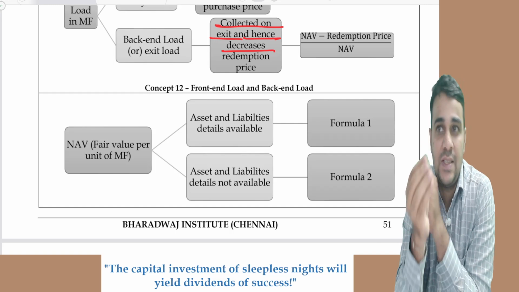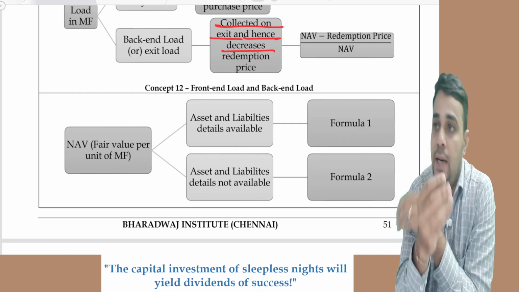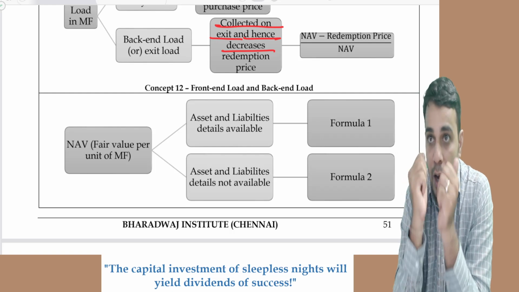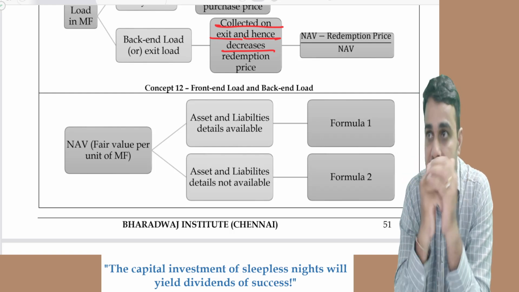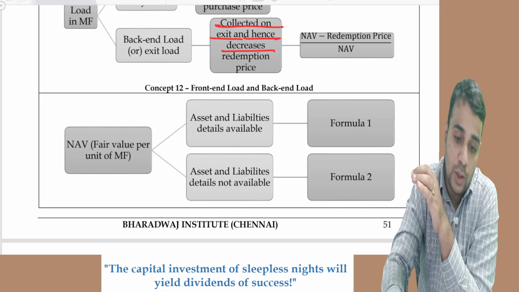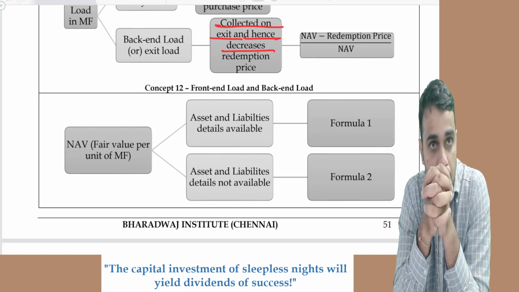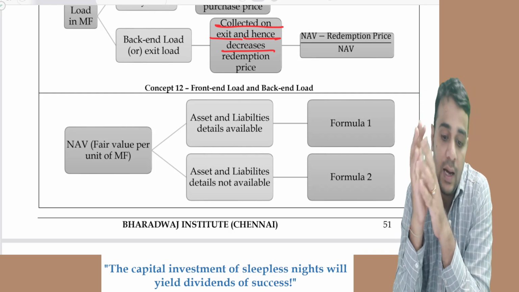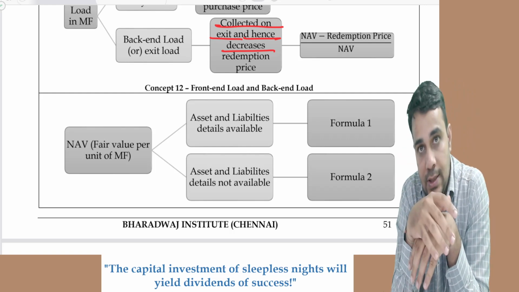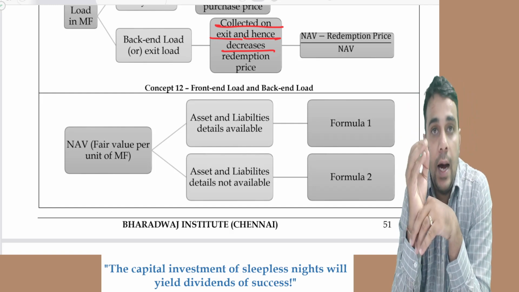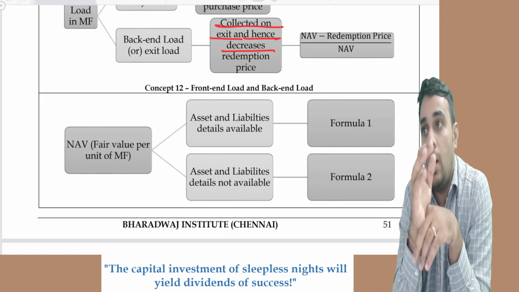NAV was extensively used earlier in the calculation when I did NAV 1 minus NAV 0. But how that NAV was calculated is the second segment of the chapter. There are two ways in which NAV can be calculated, depending on the information given. In one question, they will give asset and liability details. Another approach is when asset and liability details are not given.